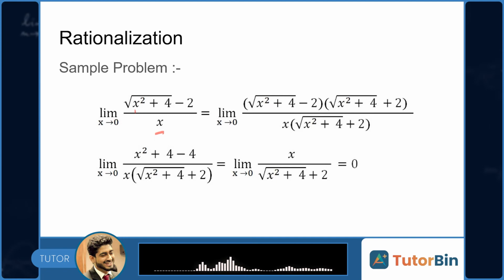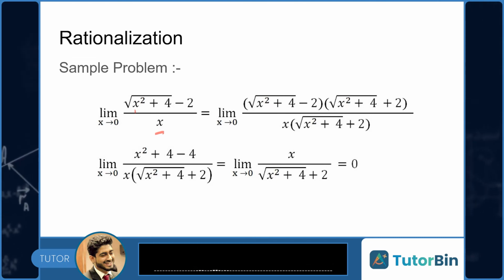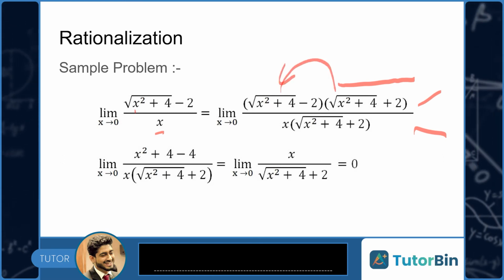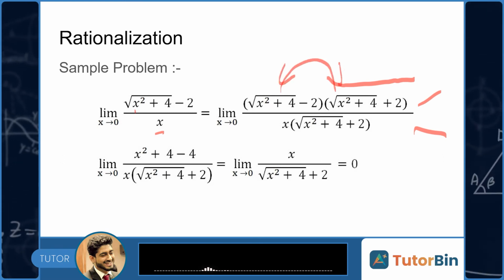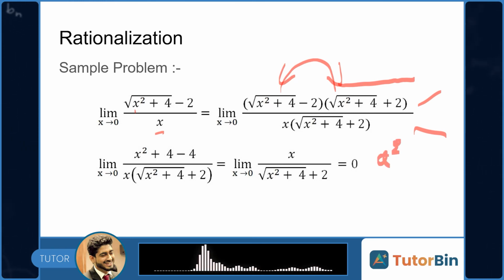Here we need to do rationalization because some under-root terms are there. So what will we do? We will just rationalize these terms. We will multiply by root of x square plus 4 plus 2 in the numerator and denominator also. So it will not make any difference if we multiply these terms in the numerator and denominator both. After multiplying these two terms, that will be (a minus b) multiplied by (a plus b), it will become a square minus b square.